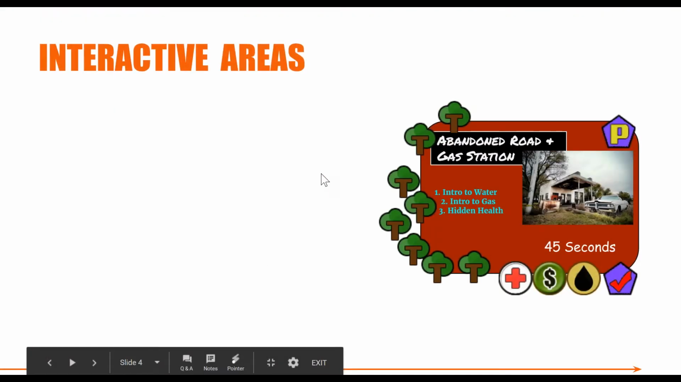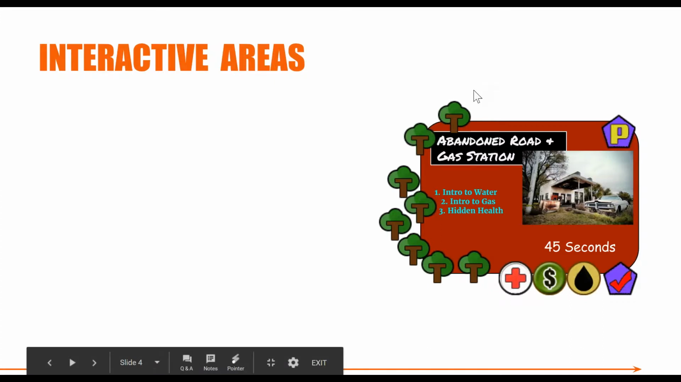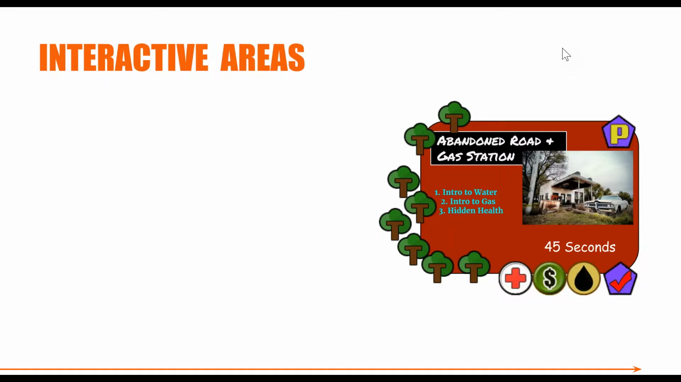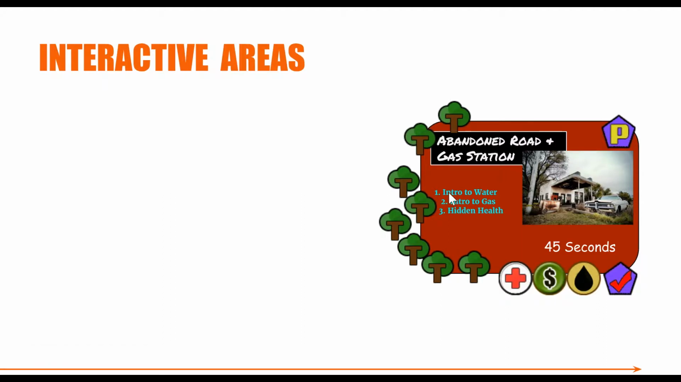All right, so here is another example of an interactive area. This is actually a student example. So you can see on my previous one, it didn't look very visually fancy, right? It was just that default blue square with some text inside and some of the icons. This student took a different approach, and he laid out his interactive area in a way to where it shows the image, right, and it has all the icons that are included. The text is very short and concise, though, to where he has it broken up into just intro to water, intro to gas, and hidden health.